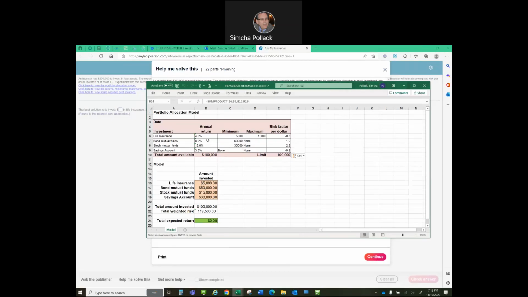And after quite a bit of trial and error, I realized that there's a problem with these numbers here. We have to rewrite them because they were copied from the text. So it's 0.04, which is 4%.